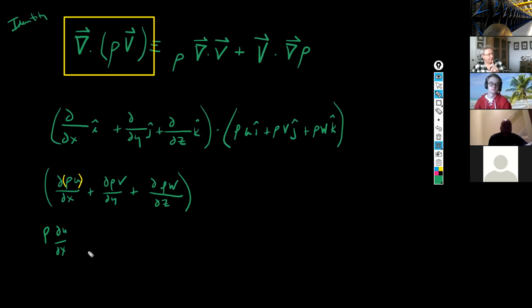Now, for simplicity, it's going to be u times d rho dx, but I'm going to write that over here, okay? That's just the product rule.